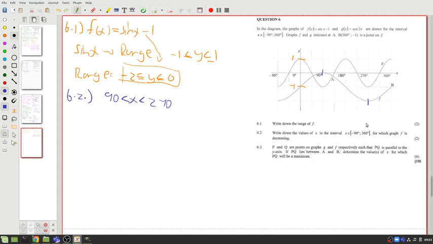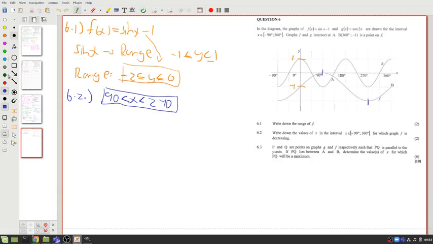And is the 90 and the 270 included or not? No, because at 90 it is exactly 0, it's flat, the gradient is 0, and at 270 it's exactly flat, so it's not increasing or decreasing at those two values. So we only do between 90 and 270.